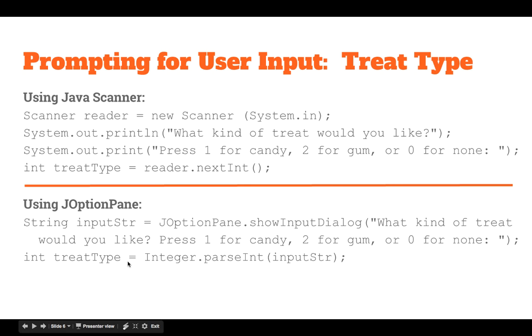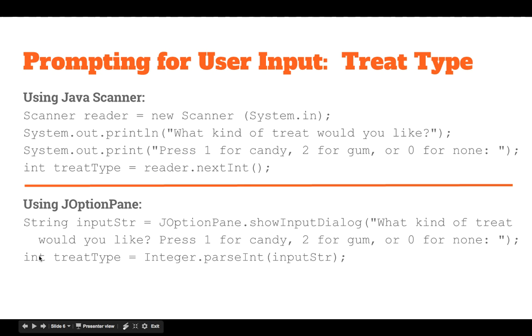It's a little bit different here for the JOptionPane. So it's going to be a string. We talked about string message. And the input for the string is equal to, and so we have JOptionPane.showInputDialog. And then this is where we put the text that we want to display on the screen. What kind of treat would you like? Press 1 for candy, 2 for gum, or 0 for none.